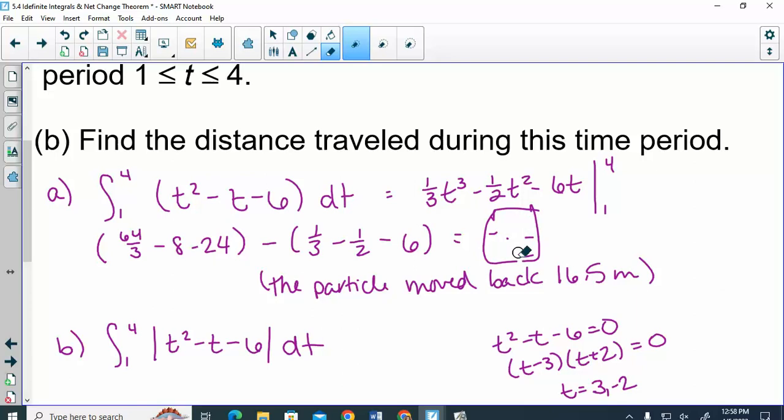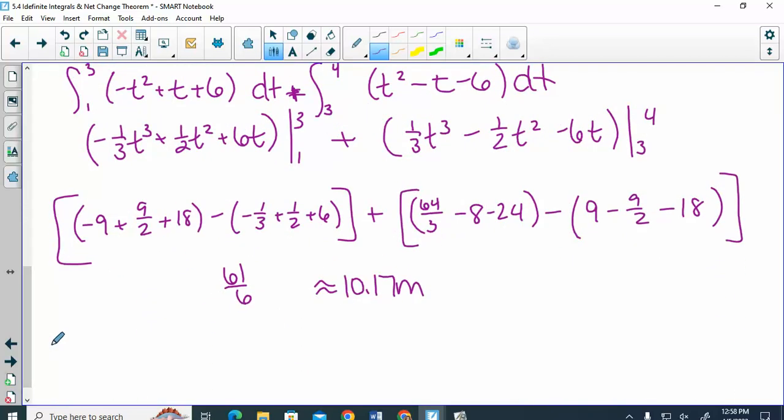I don't remember. I remember that's what I got originally, and I thought that I messed up. So no, I think it should be a negative. So it moved back 4.5 feet. So it ended 4.5 feet behind where it started. Overall, though, it's moved a total of 10.17 because it went forward and backwards. All right, sounds good. Sorry about that mistake, guys.